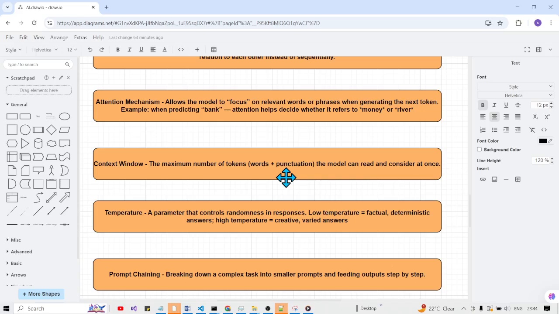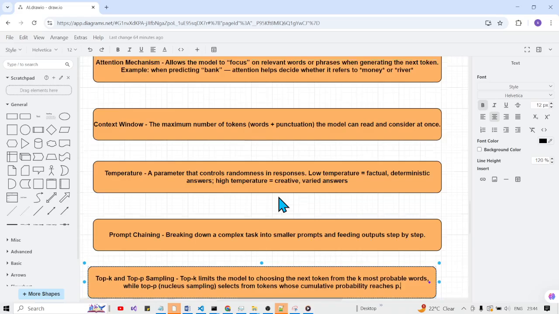Context window basically is the maximum amount of text an LLM can consider at once. If the window is 8,000 tokens, the model can only remember that much context before it forgets earlier parts. Large context windows mean better understanding of long documents and conversations. However, increasing it requires more computation and memory resources.